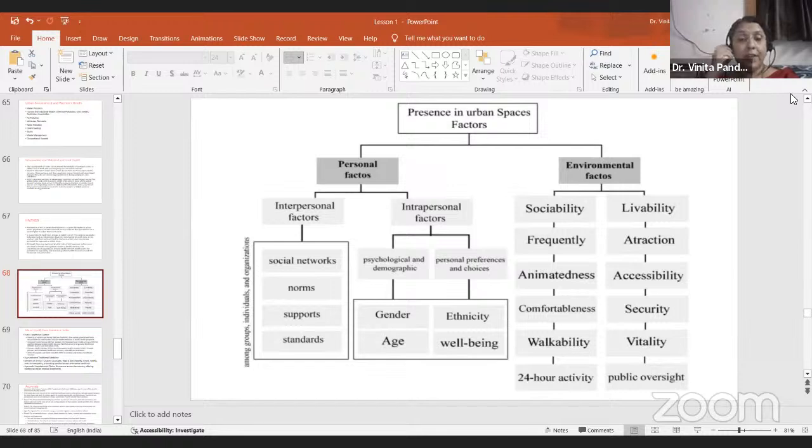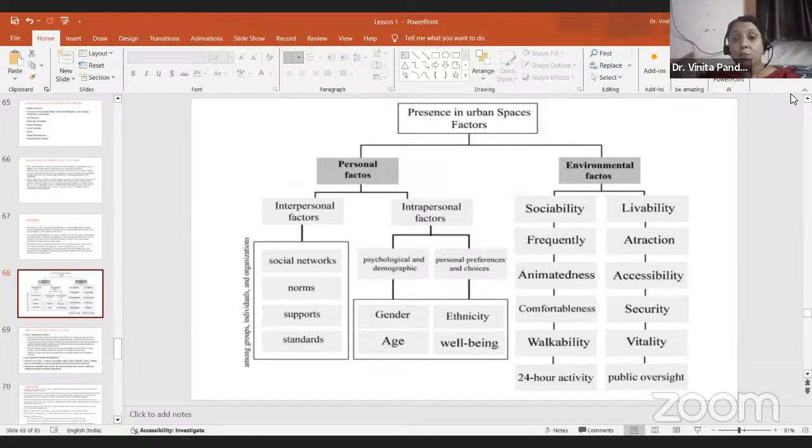Then intrapersonal factors include your psychological and demographic factors like gender, age, and ethnic group, and how much is the well-being of the woman. So if a woman is, like, constant, like elderly women, their presence in urban spaces might be limited. Environmental factors, again, talk about the social environment.